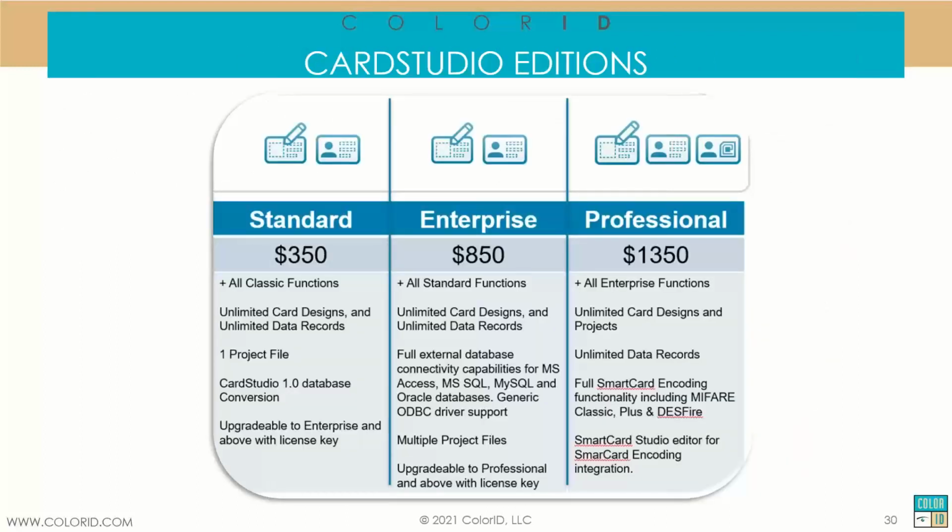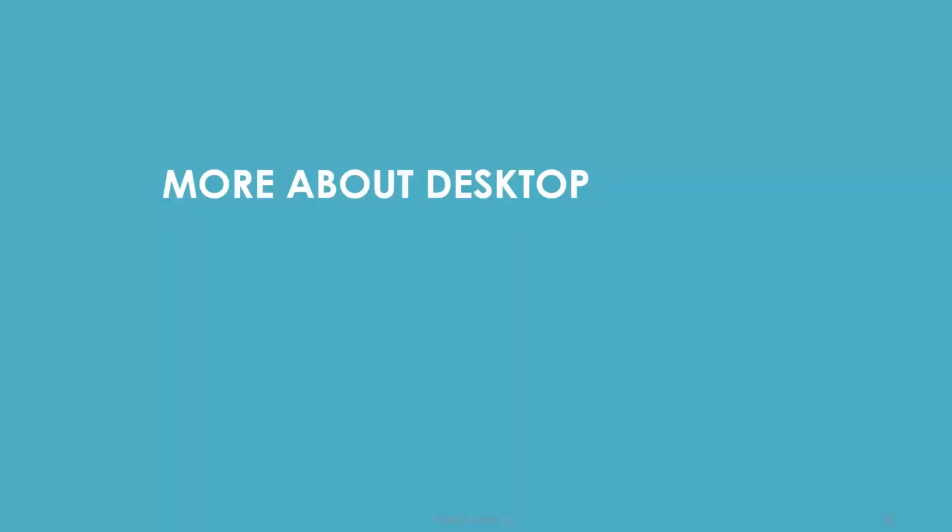It's also attractively priced and in 3 versions. Standard is pretty simple for the higher ed market. Enterprise starts to do everything you might need, and then with Professional, full smart card encoding, MIFARE plus DESFire, and that really is the thing that makes the difference there. So Enterprise would probably work for a lot of folks that aren't doing contactless card reading or encoding, but if you're doing any of that, you'll need Professional.